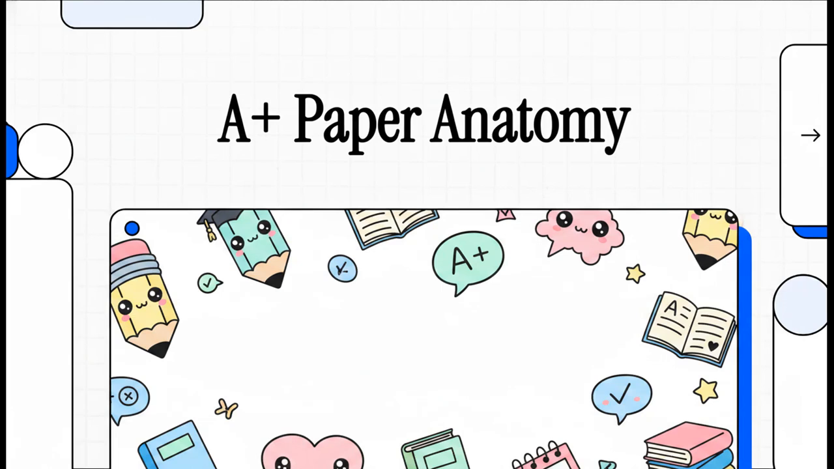Today, we're tearing down exactly how millions of students are literally transforming their writing and skyrocketing their learning using Grammarly. We're going to break down the exact anatomy of an A-plus paper.